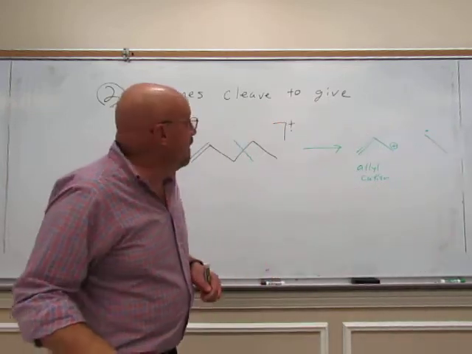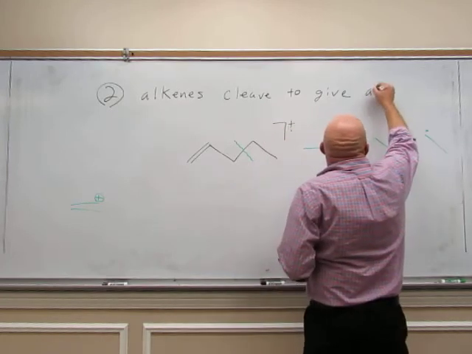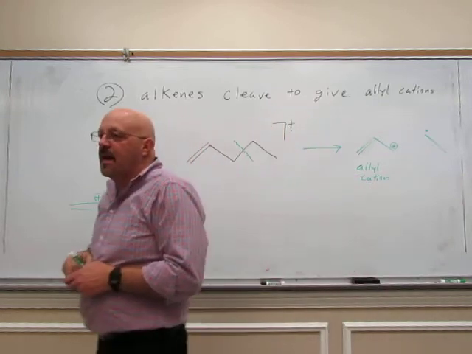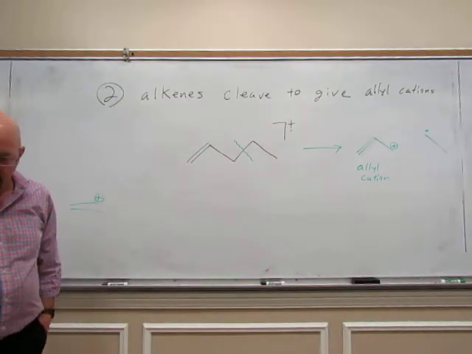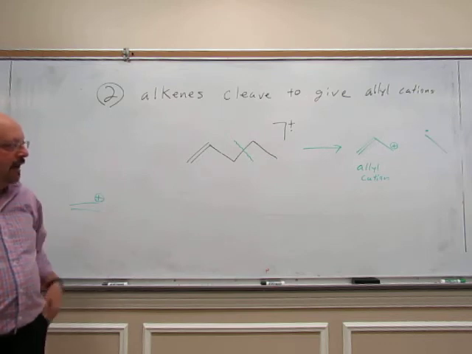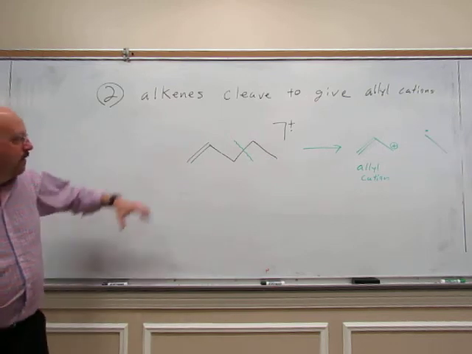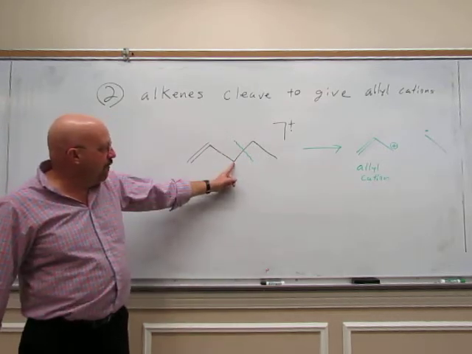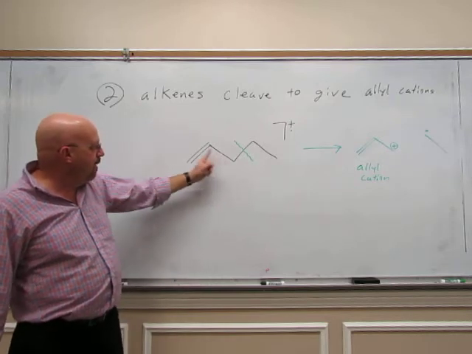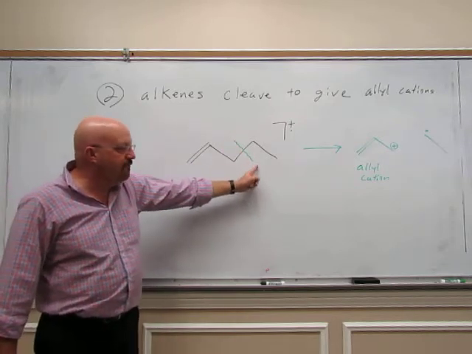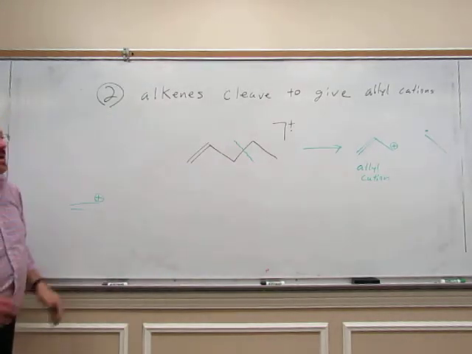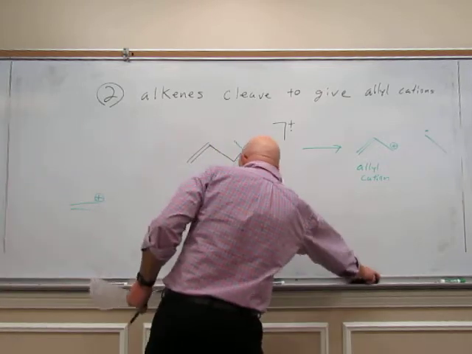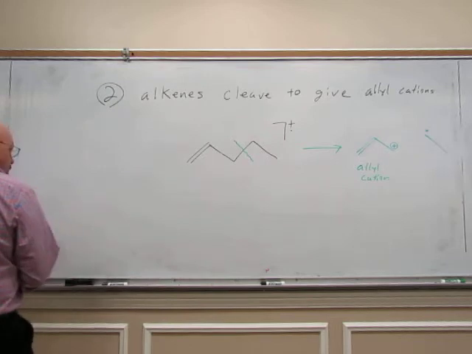So, alkenes cleave to give allyl cations, because allyl cations are very stable because they have resonance. So any alkene likes to cleave to give an allyl cation. So find the double bond, go out one more carbon, and then cleave right past that. This is referred to as the allylic position. The carbon next to the double bond is the allylic position. You want to cleave right past the allylic position so that you get an allyl cation. Questions on that?